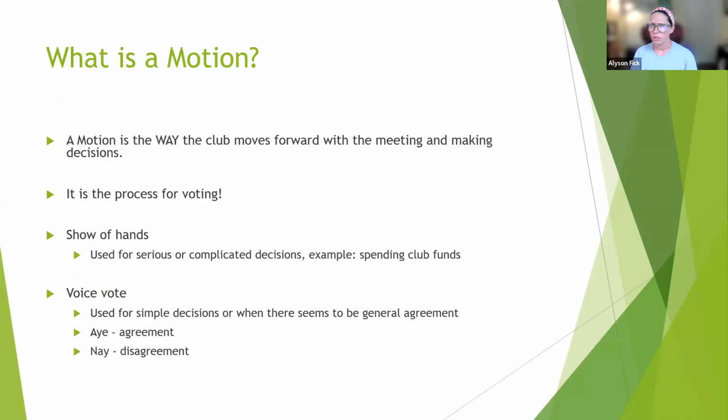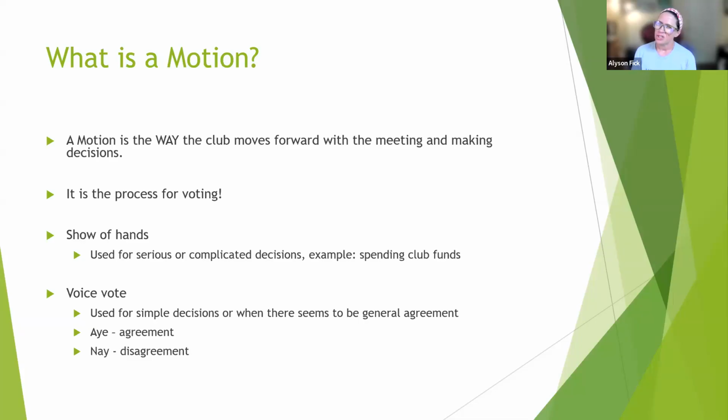So what is a motion? We've talked about the motion is the way that this club would move forward with the meeting or making decisions. It's a process for voting. It's a fancy way for saying voting, but it's also a way that you can use a show of hands if there's a serious or complicated decision. For example, if you're spending club funds.